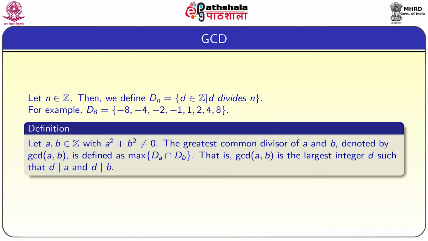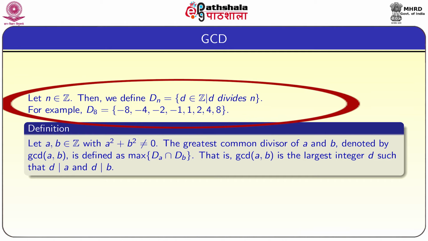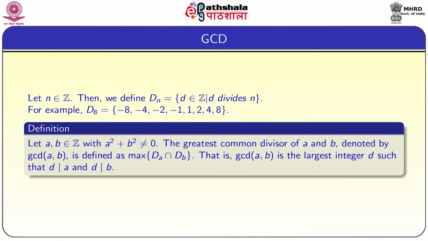Before that, let us define, let n belongs to Z, then we define a set Dn equal to the set of d belongs to Z such that d divides n. That is, Dn is the set of all divisors of n. For example, if you take D8, the set of all divisors of 8 are minus 1, 1, 2, 4, 8 and minus 2, minus 4, minus 8.